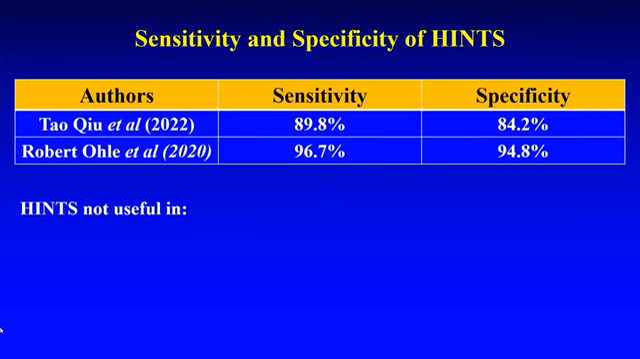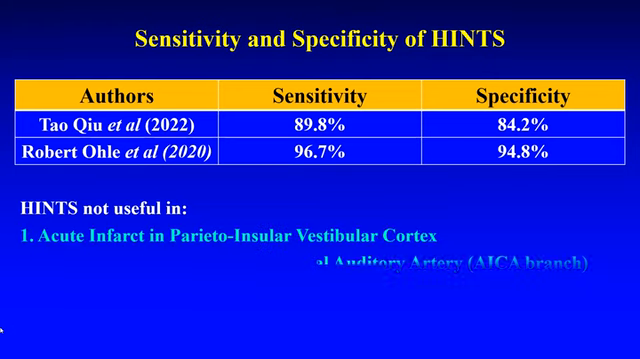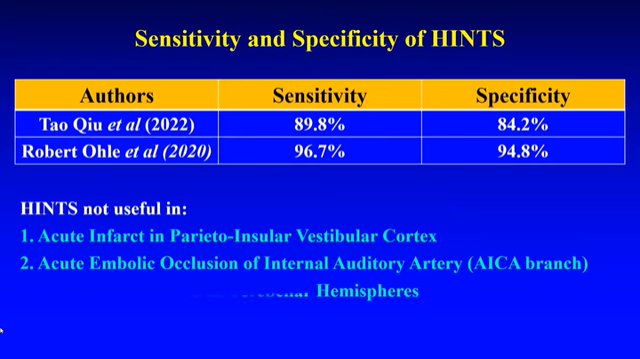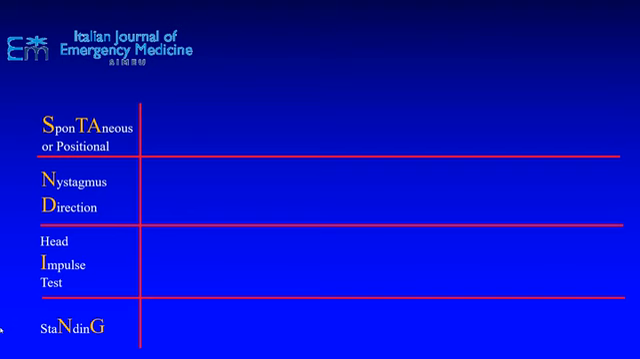The sensitivity and specificity of the HINTS examination is around 90 to 97% sensitive and 84 to 95% specific. It is not useful in patients with acute infarcts in the parieto-insular vestibular cortex, that is the dorsal insula, acute embolic occlusion of the internal auditory artery, that is labyrinthine infarction, and acute small infarcts in the cerebral hemisphere. So what the Italians follow is more important in acute vertigo and unsteadiness.